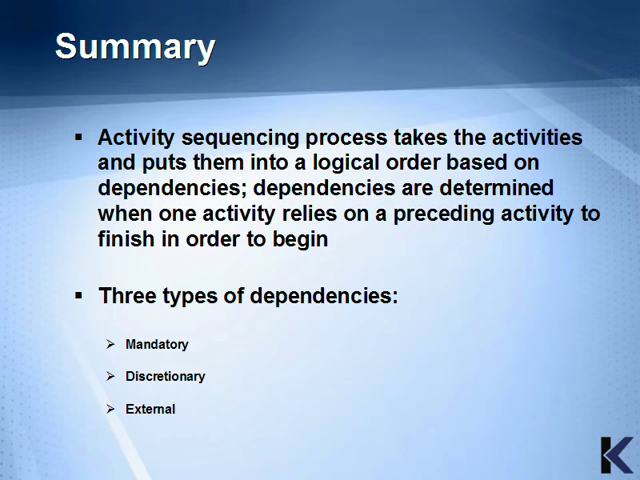The activity sequencing process takes activities and puts them into a logical order based on dependencies. Dependencies are determined when one activity relies on a preceding activity to finish in order to begin. There are three types of dependencies: mandatory, discretionary, and external.